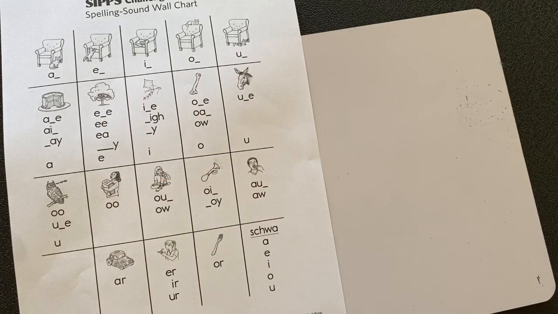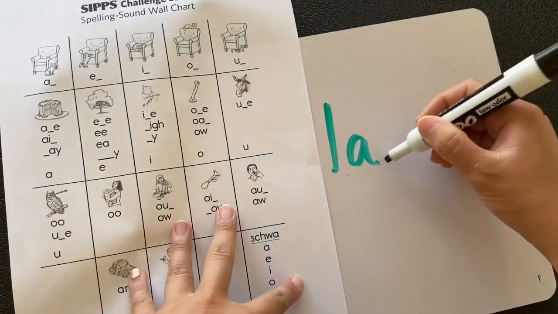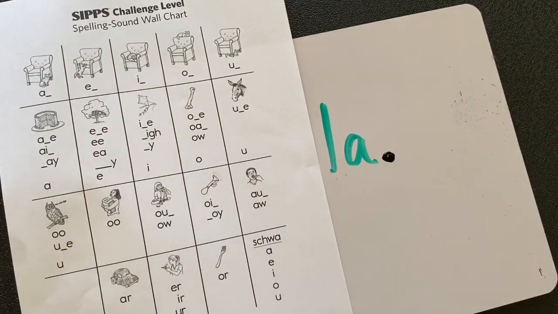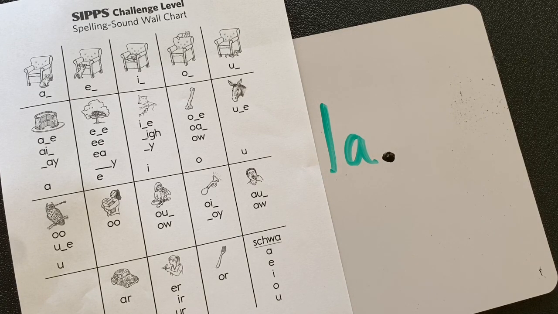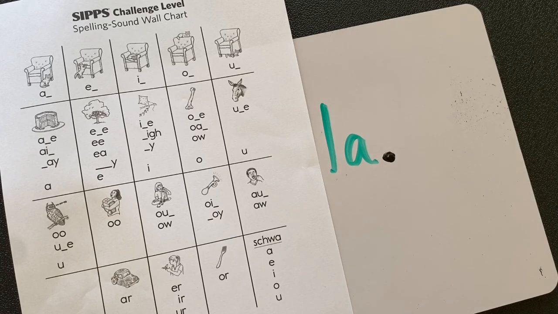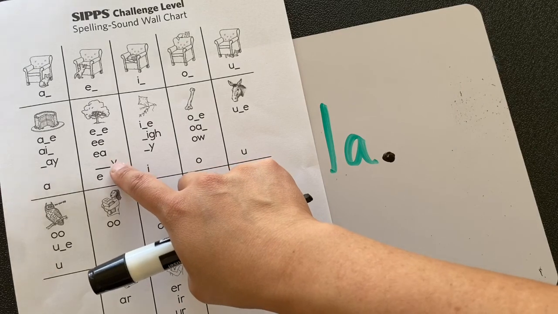So in lady, lay is spelled L-A. Let me write that down. And then our next syllable is dee. When we hear the sound E at the end of a word with more than one syllable, it is usually spelled with a Y.